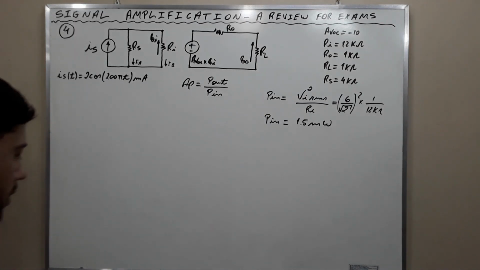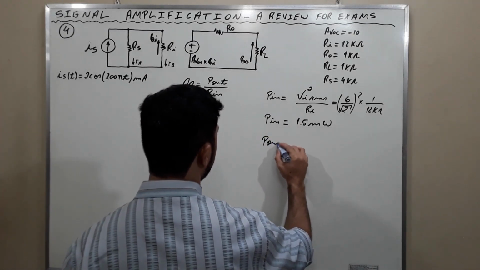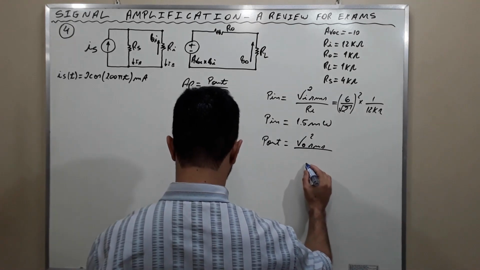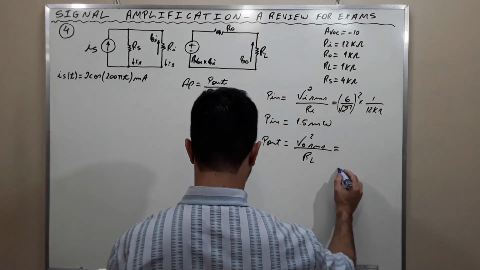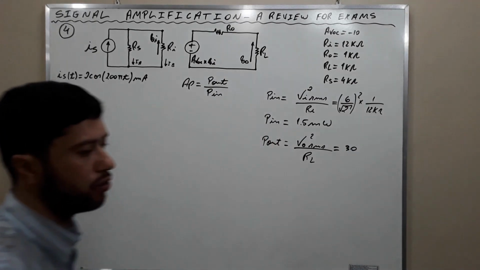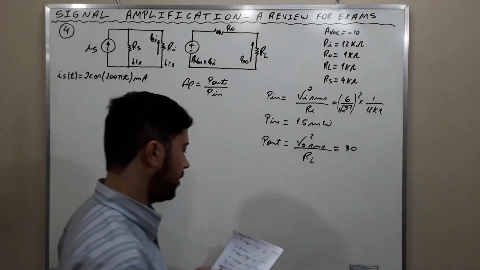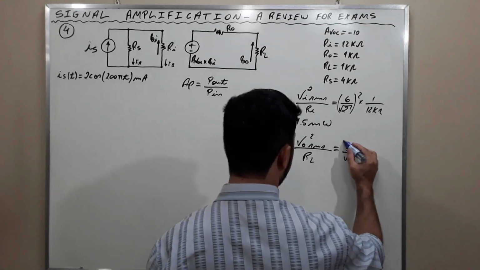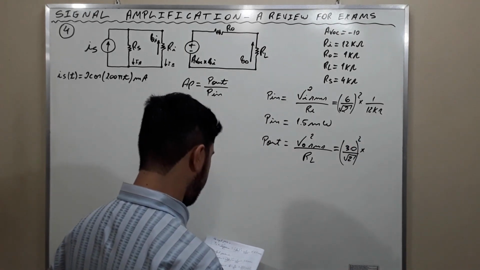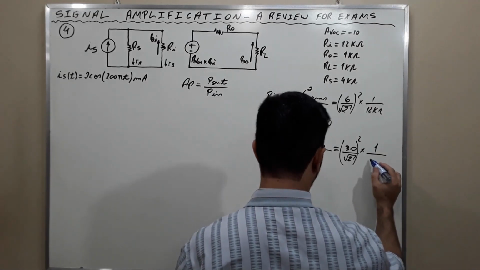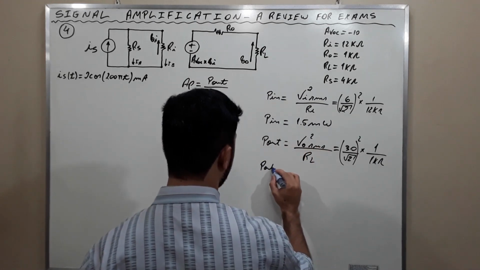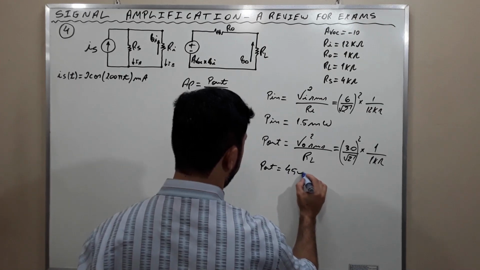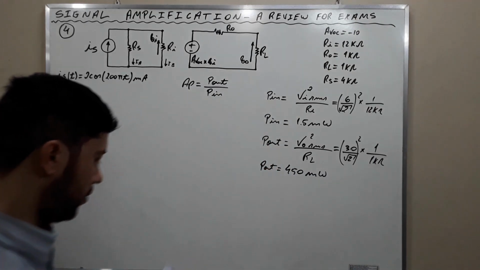We're going to proceed in the same way for the output power. P out is equal to V out RMS squared divided by the load resistance. This is equal to 30, the amplitude of the output voltage is 30. We need to divide it by the square root of 2 because we are considering RMS values, and we square it and we divide by the load resistance. The output power is in this way 450 milliwatts. Okay?